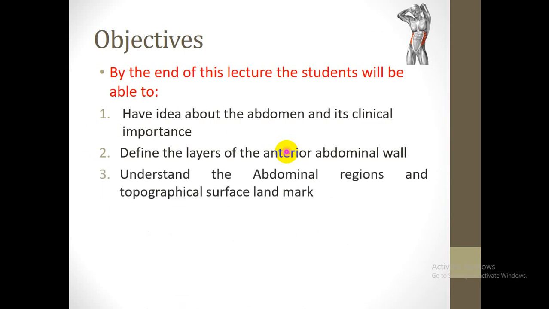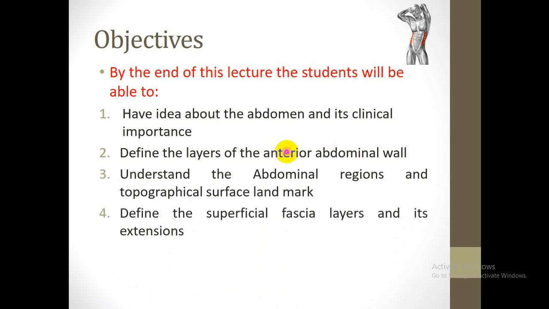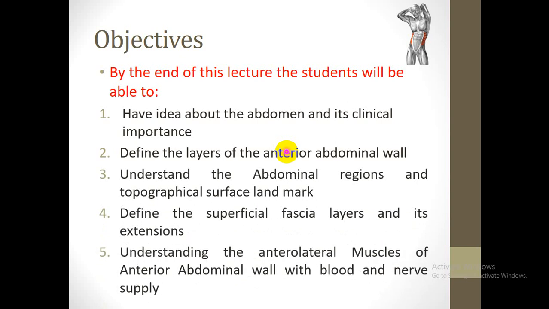understand the abdominal regions and topographical surface landmarks, define the superficial fascia layers and its extension, and finally understand the anterolateral muscles of the anterior abdominal wall with the blood and nerve supply in addition to their actions.